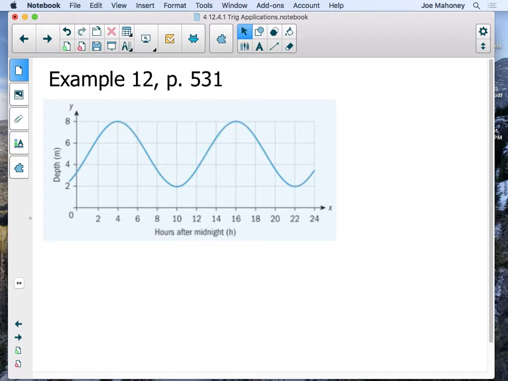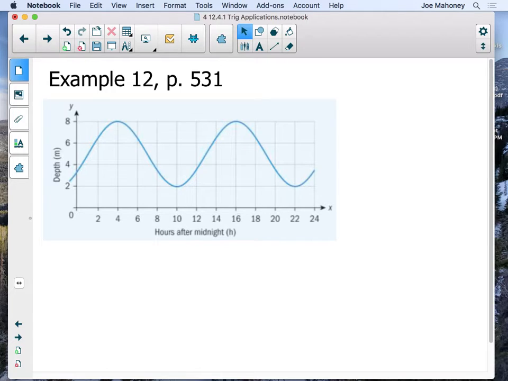The depth increased as the tide came in. So at 4 a.m., it was up at 8 meters. Low tide, it's 2 meters. And the graph continues periodically like that. So a couple things we can do off this. Let's see if we can find the equation of this function.